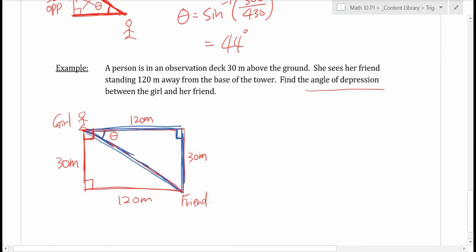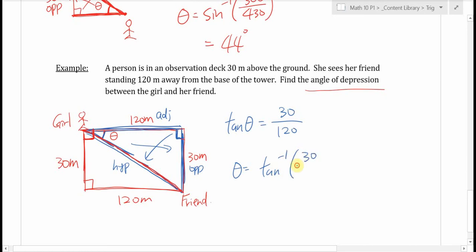So here's angle theta. Now to name the sides, here we go. Opposite side. This time, this is the adjacent side because here is the hypotenuse. So we are given opposite and adjacent, so we have to use tangent. Tangent theta, recall, is opposite over adjacent. So 30 over 120. To solve for theta, you simply take the inverse tangent of that ratio and put that into a calculator. So inverse tangent of 30 over 120, or 3 over 12, or a quarter. Whichever way you do it, it's the same thing.